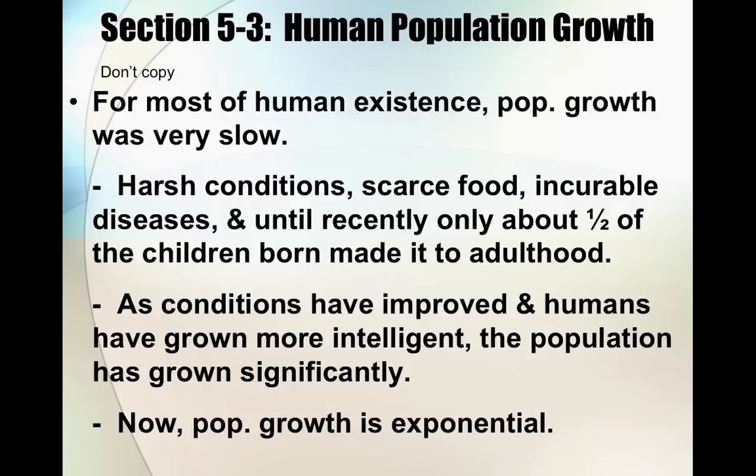So what happens here is our death rate is going down. However, we still have an incredibly high birth rate. So if you have a very high birth rate and a low death rate, the population is going to increase dramatically.